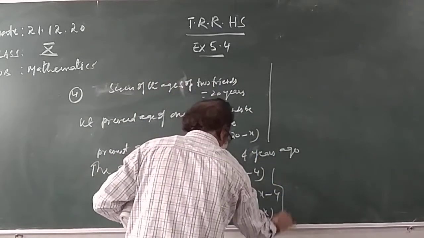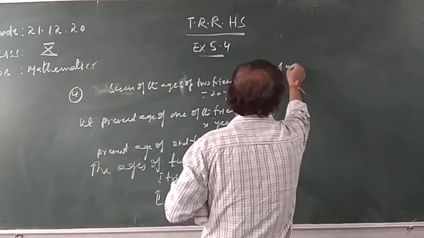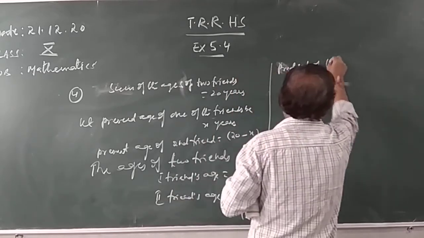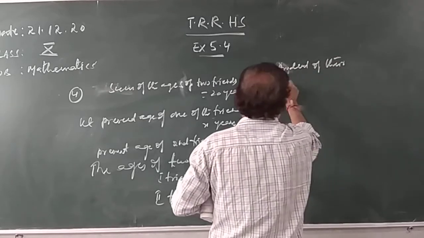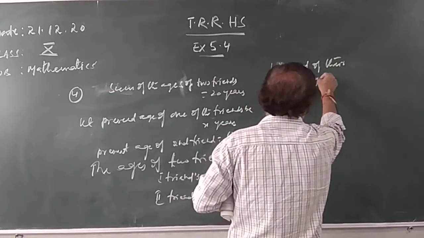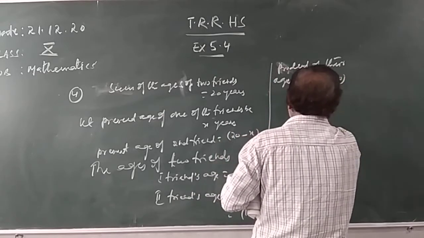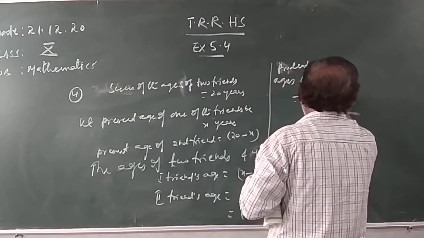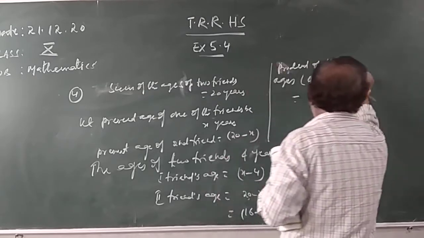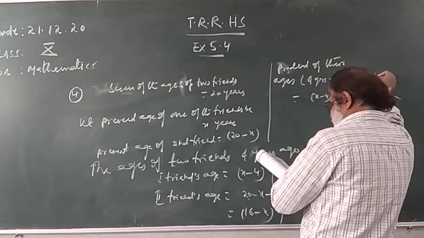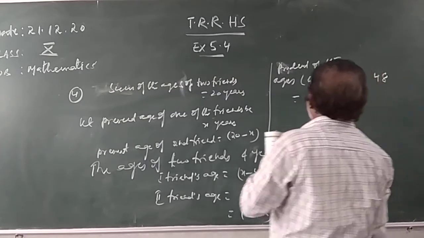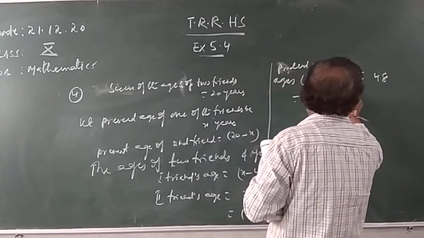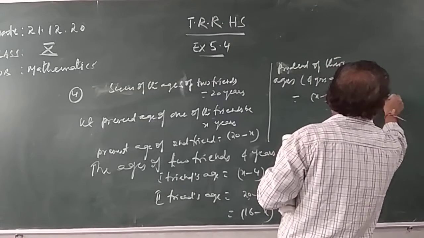Their product 4 years ago, product of their ages. 4 years ago, first friend's age is x minus 4. Second friend's age is how much? Product of their ages equals how much, given here? 48. 4 years ago, first friend's age is x minus 4, second friend's age is 16 minus x, equal to 48.